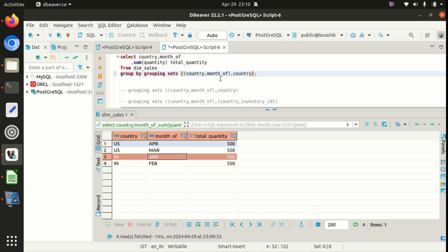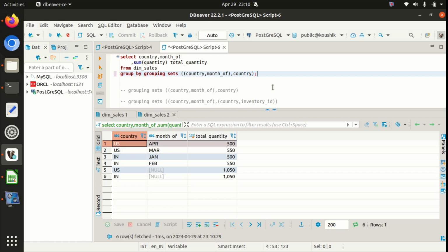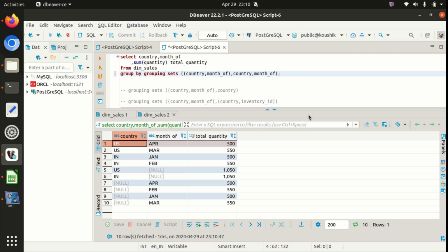In the first set it is going to be country and month, because we want to see the total quantity per country per month. And in the second set we are going to write only one column, which is country. Voila, there it is. So let's say again the requirement changed and we need to add another column in our grouping set, which is month, because we also need to see the data per month.